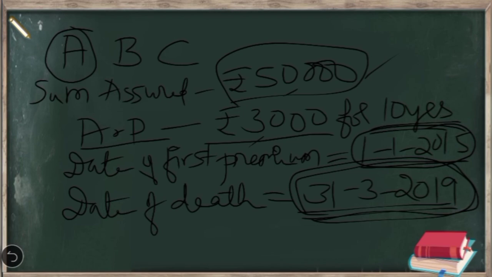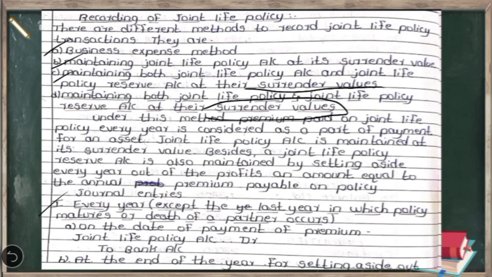Okay, so what are the entries we have to pass here? As we just now discussed, we are going to maintain two accounts. The first one is joint life policy account and the second one is joint life policy reserve account. So here the first entry will be passed on the date of payment of premium. The entry is joint life policy account debit to bank account.